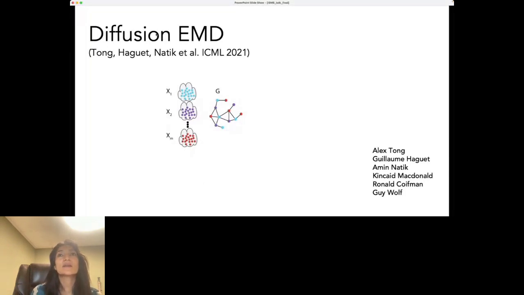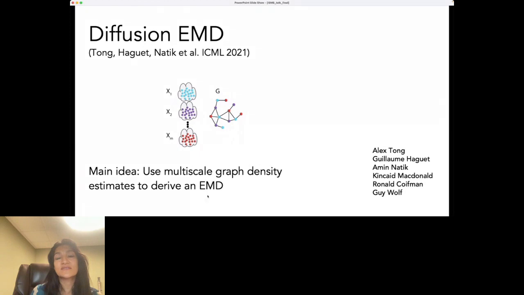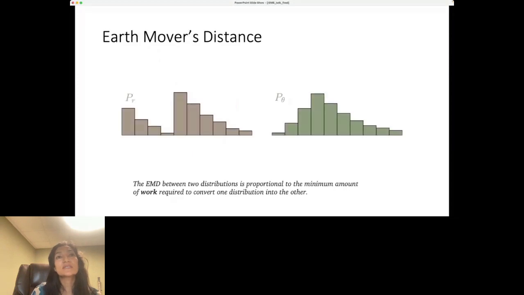So before I get there, I'm going to briefly talk about how you compute optimal transport, a method that we developed in 2021 for ICML. The main idea is to use multi-scale graph density estimates to define an Earth mover's distance or an optimal transport distance. Earth mover's distance is the idea that there's work that could be done to move this pile of dirt to this pile of dirt.